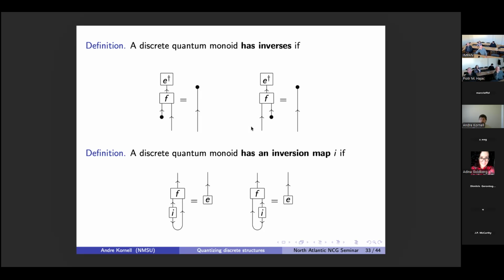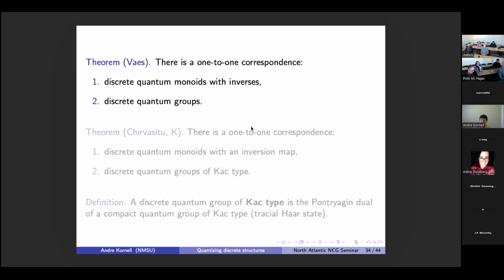So we have these two different properties that a discrete quantum monoid can have. It could either have inverses in the sense at the top of the slide, or it could have an inversion quantum map in the sense of the bottom of the slide. So the theorem that Voss proved that I want to tell you about is that there is a one-to-one correspondence between discrete quantum monoids with inverses in the sense of the previous slide, and discrete quantum groups.